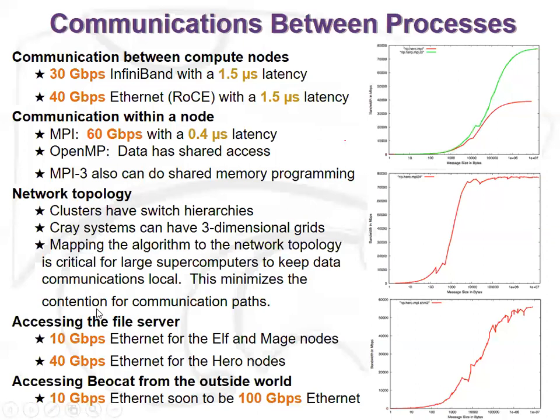I'm not going to touch on network topology. And again, file access, I kind of touched on that. We have pretty good file access. We're really seeing a topping out at about 20 gigabits per second.